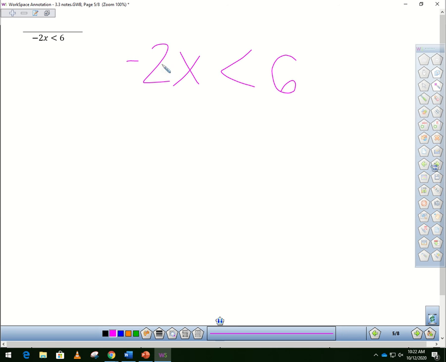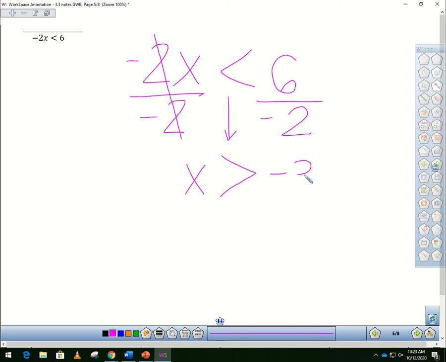Alright, so I need to get rid of the negative 2. We divide by negative 2 on both sides. What happens to my inequality sign when I divide by a negative? You have to flip the inequality sign. Remember, I said you have to add lines to it because your paper doesn't have this one on there. You gotta put those lines on those 2 sides.